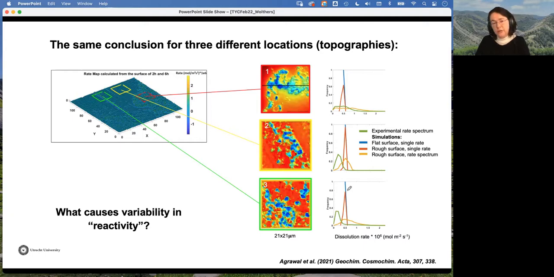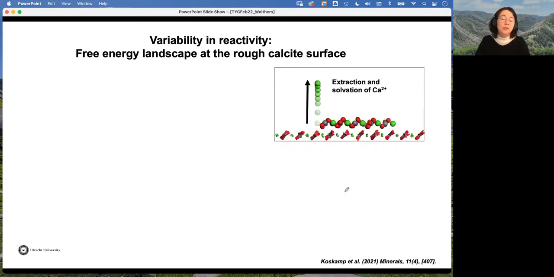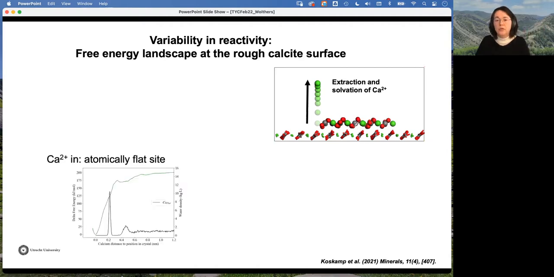Well, to illustrate this, I would like to zoom into the mechanism of dissolution, which is the extraction of the calcium and the carbonate ions. And this is results from molecular dynamic simulations. I will tell a little bit more about that later. And this is for a pure calcite surface with a little island on top. So there's some topography. And so we have calcium ions in the flat face and on obtuse and acute edges and on corners. And then we measured how much energy it takes to extract these ions from the surface.